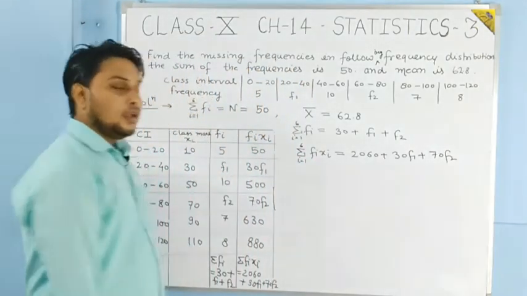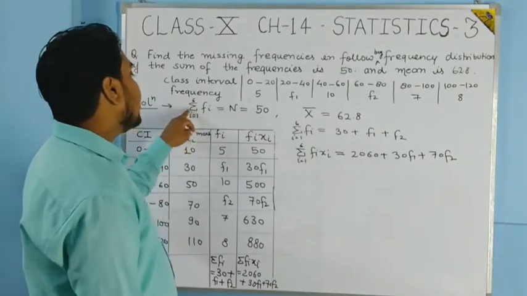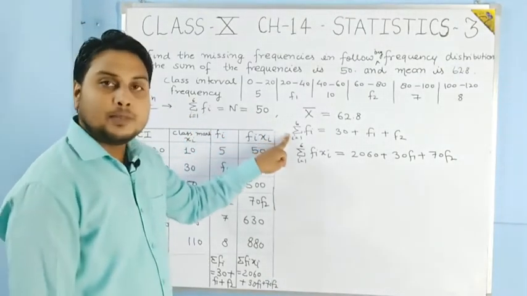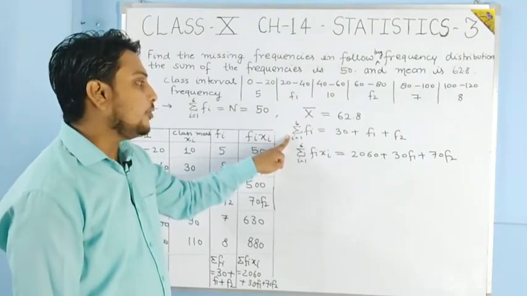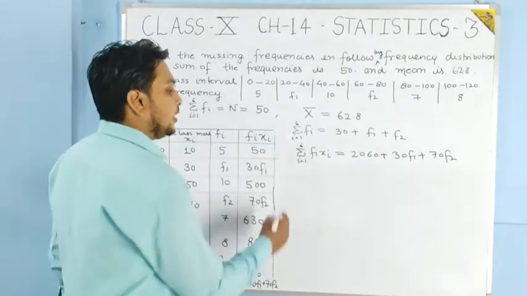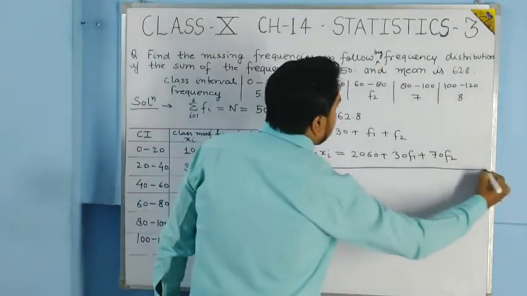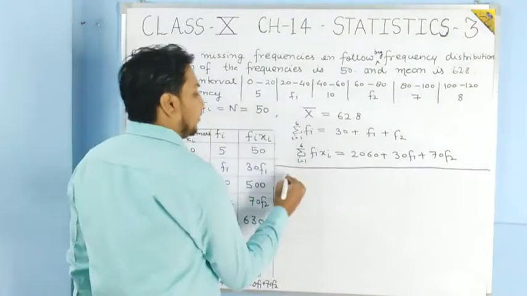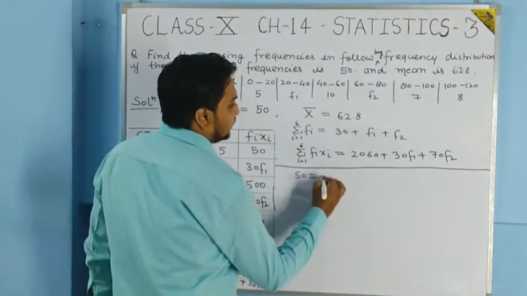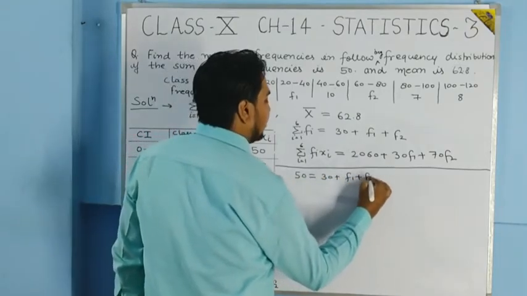Okay, now students, sigma Fi, the value of this is what? 50. So here at the place of this we can write 50. So it will be 50 is equal to 30 plus F1 plus F2.